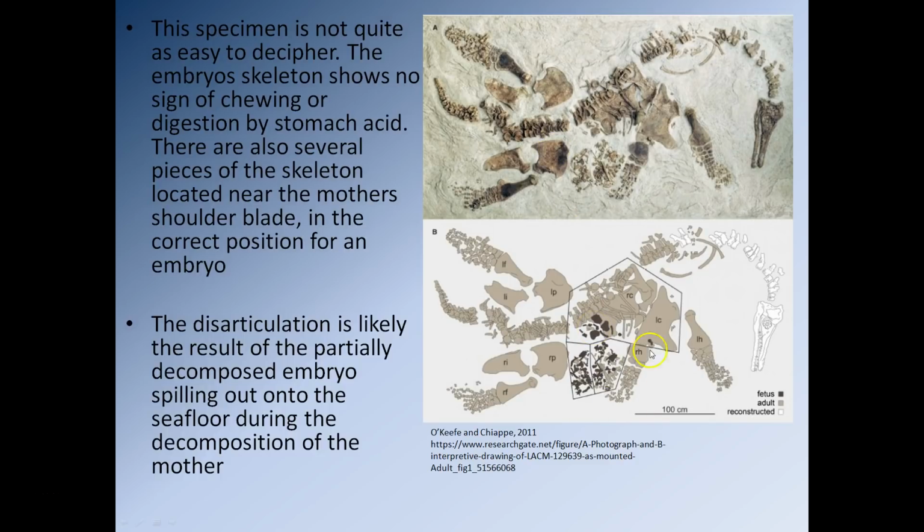So that's why it's in so many pieces. Now, obviously, if you saw something like that, you would naturally assume, well, the fossil may have been chewed, maybe the fossil's been eaten, and that's why it's in so many pieces. Now, as far as we can see, it's actually due to the process of decomposition after the mother died.